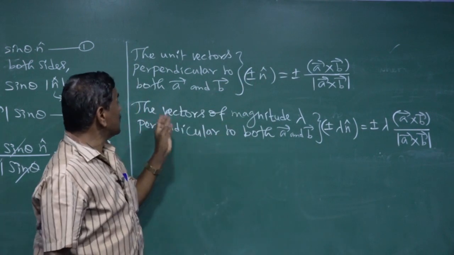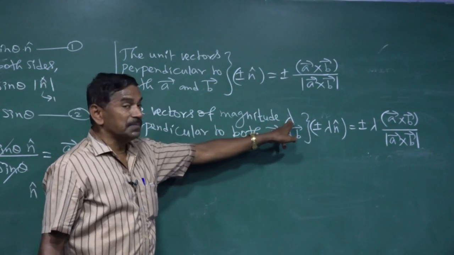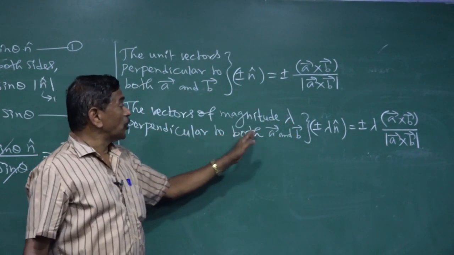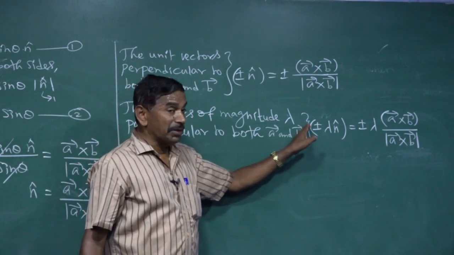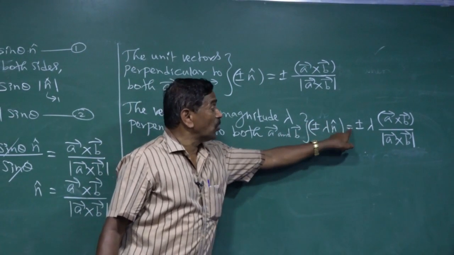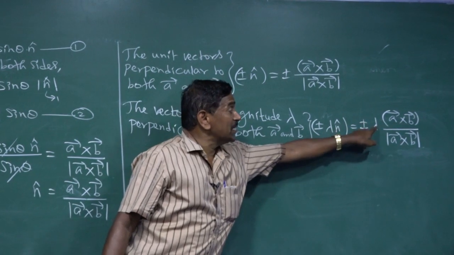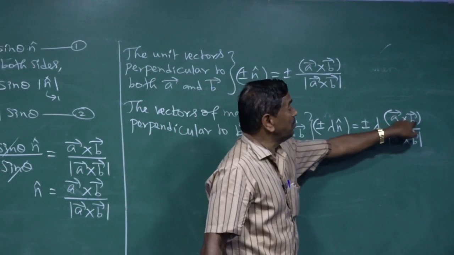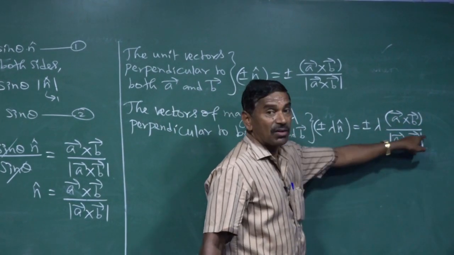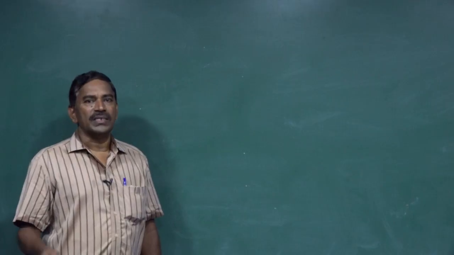Similarly, suppose the vectors of magnitude 6 perpendicular to both A vector and B vector are given by plus or minus 6 into n cap equal to plus or minus 6 into A vector cross B vector divided by modulus A vector cross B vector. Children, listen.